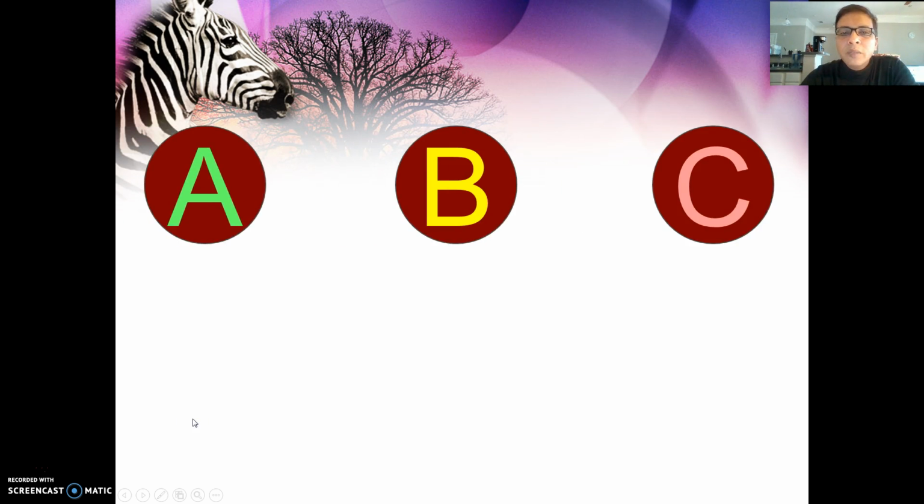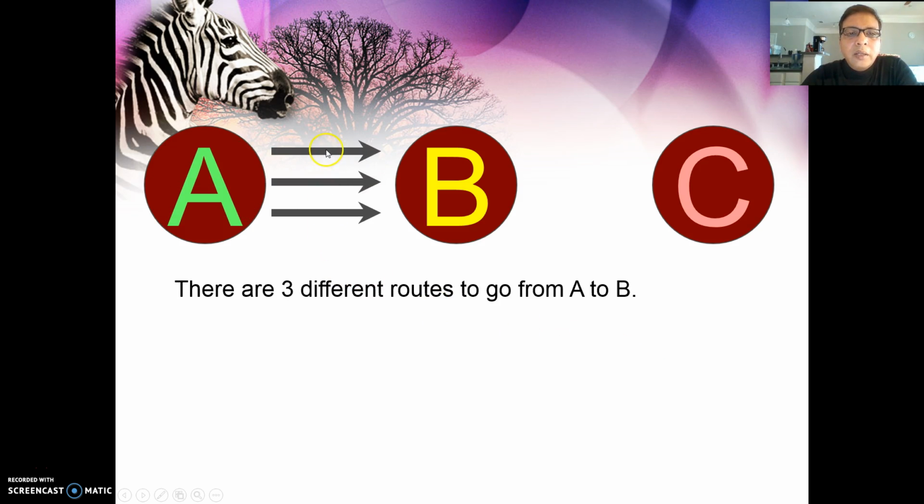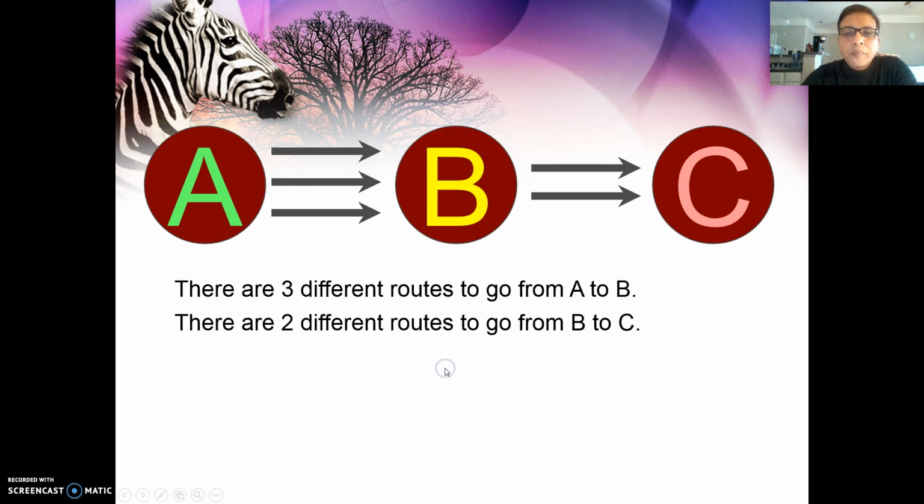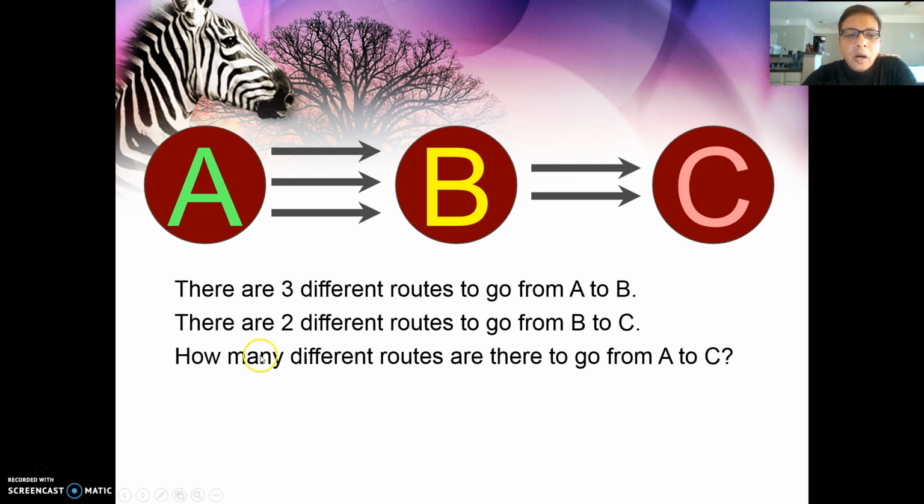To start with a simple example, suppose there are three places A, B and C. There are three different routes to go from A to B. There are two different routes to go from B to C. So the question is, how many different routes are there to go from A to C?